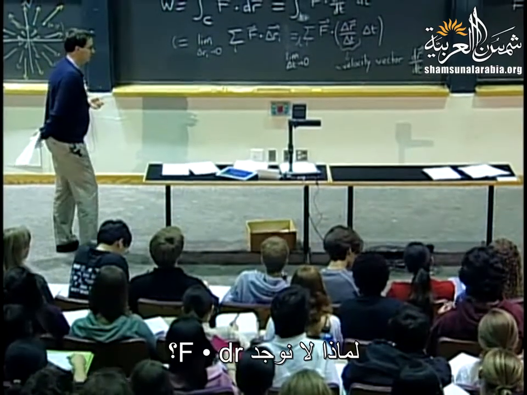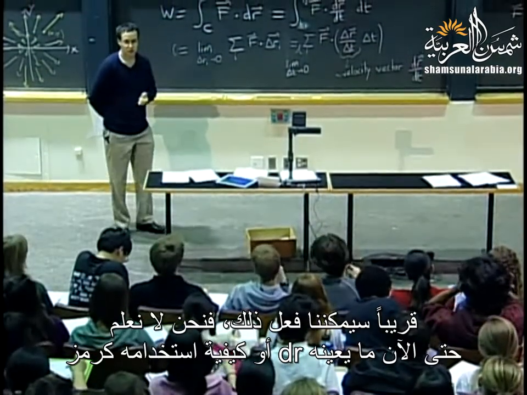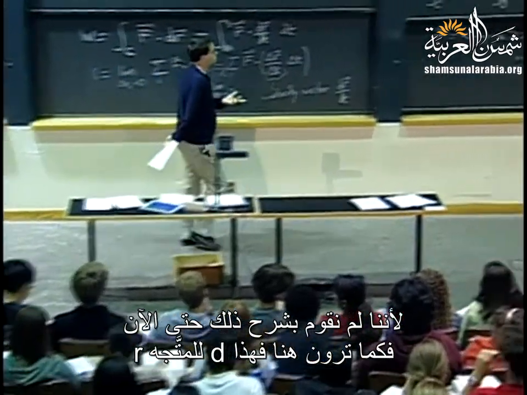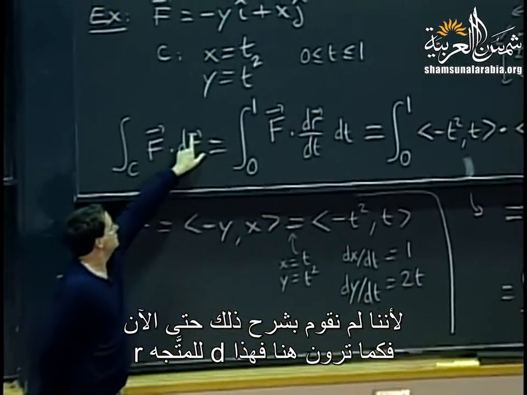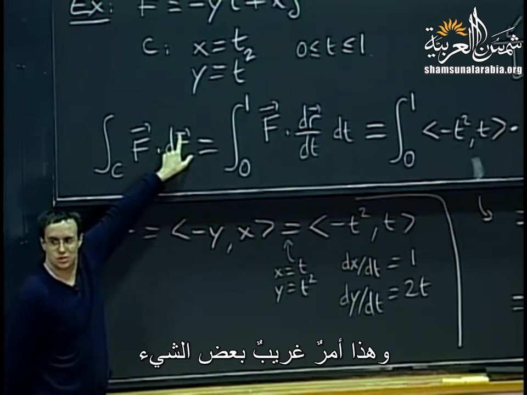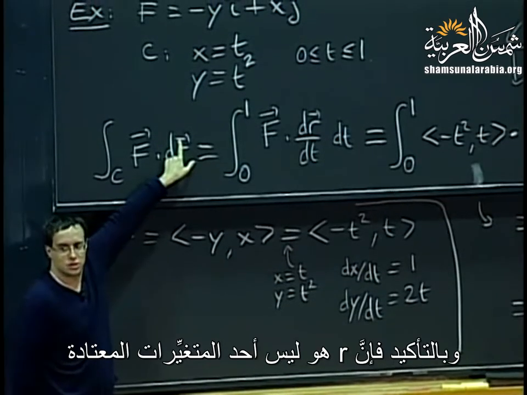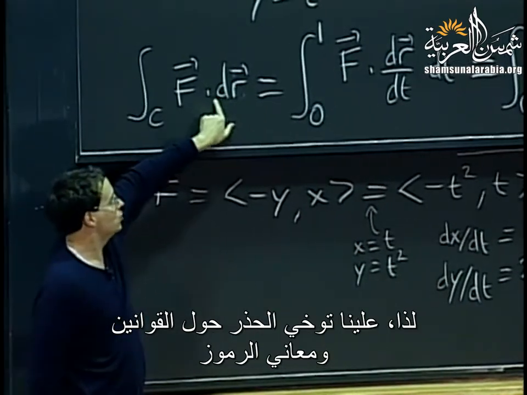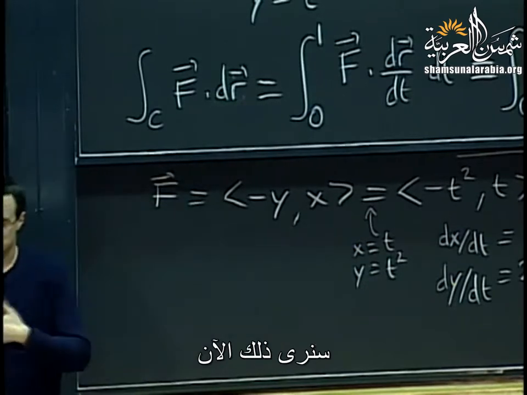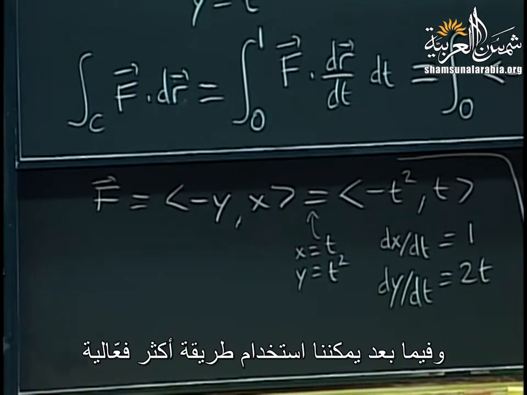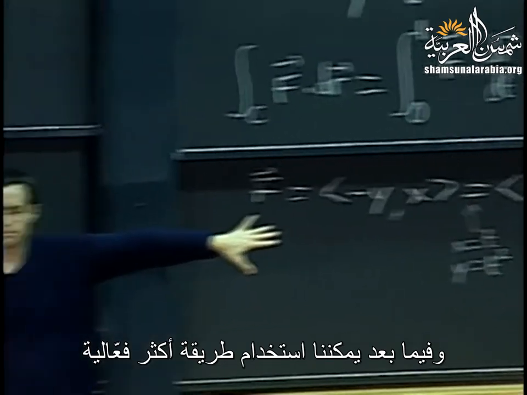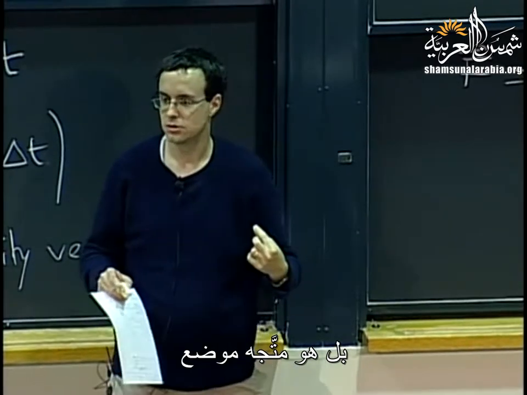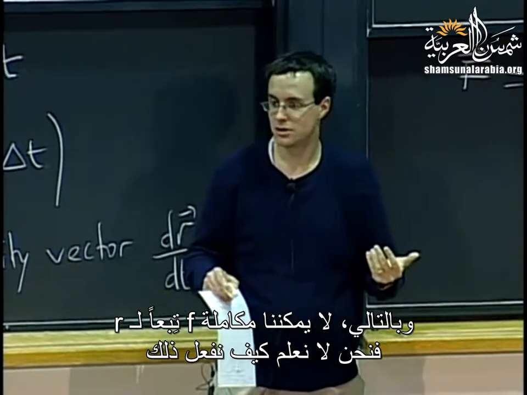Why can't you just do f dot dr? Well, soon we'll be able to. We don't know yet what dr means or how to use it as a symbol, because we haven't said yet. This is a d vector r. That's kind of a strange thing to have, and certainly r is not a usual variable. We have to be careful about what the rules are. What does this symbol mean? We're going to see that right now, and then we can do it in a slightly more efficient way. But r is not a scalar quantity. R is a position vector, right? So you can't integrate f with respect to r. We don't know how to do that.